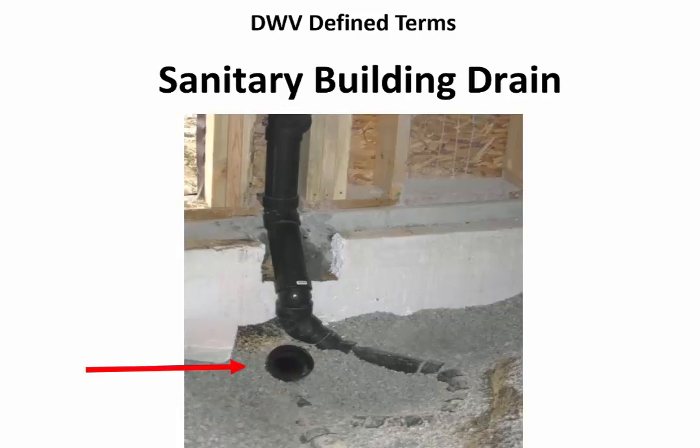A sanitary building drain conducts sewage to a sanitary building sewer. Its most upstream location will be a branch, stack, or fixture drain that serves a water closet. There is only one path for a sanitary building drain in each sanitary system.